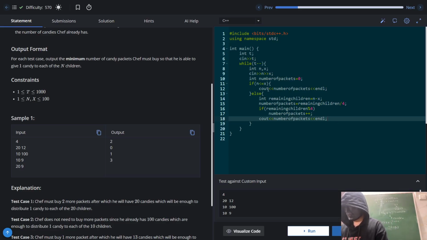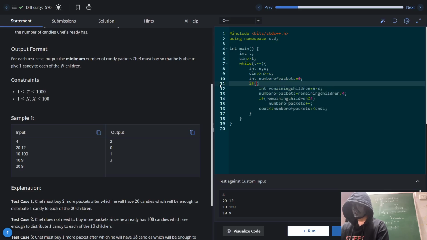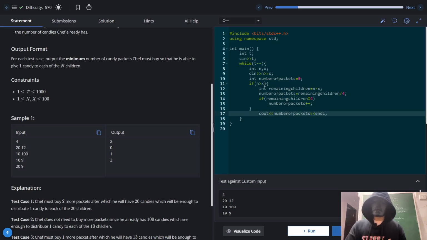So if you want to optimize this, you are writing the output of number of packets two times. So you can do one thing: remove this one, and put here an if condition, if n is greater than x. And this cout output we just put outside. So basically number of packets is initialized to 0, and when n is greater than x, which means the number of children is greater than the number of chocolates the chef already has, in that case it will go inside and then calculate the number of chocolate packets required to purchase.